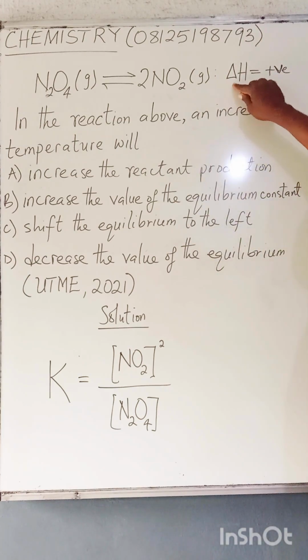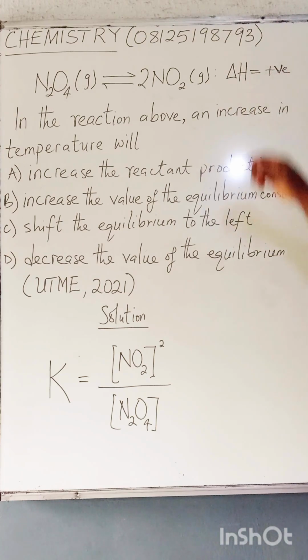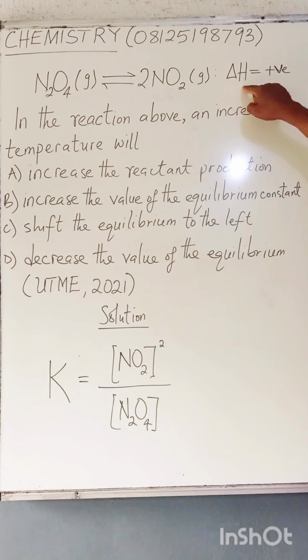Did you notice the delta H value here? The delta H value here is positive. This letter H implies enthalpy of the reaction. And enthalpy means the heat content of either reactant or the product. And whenever we have delta H, it means the change between the heat content of the product and the heat content of the reactant. Do you understand?